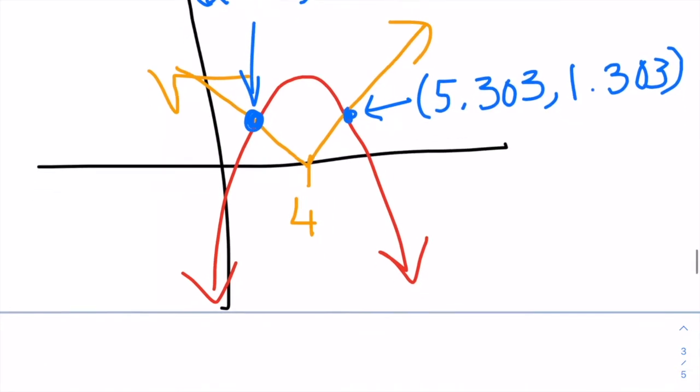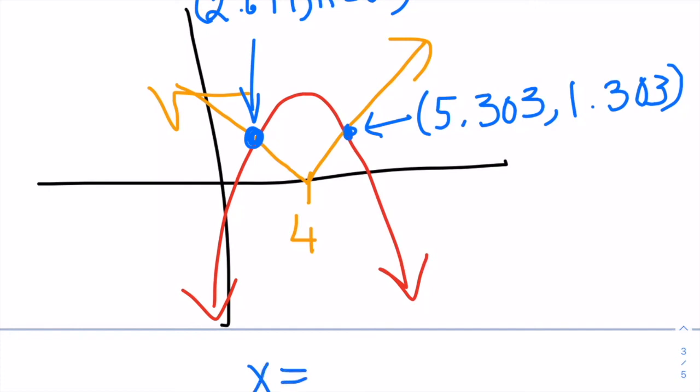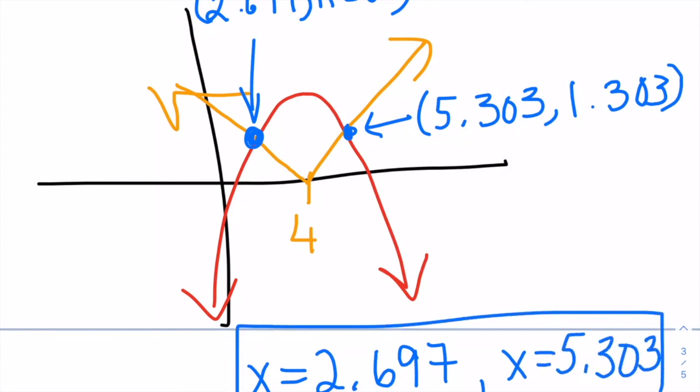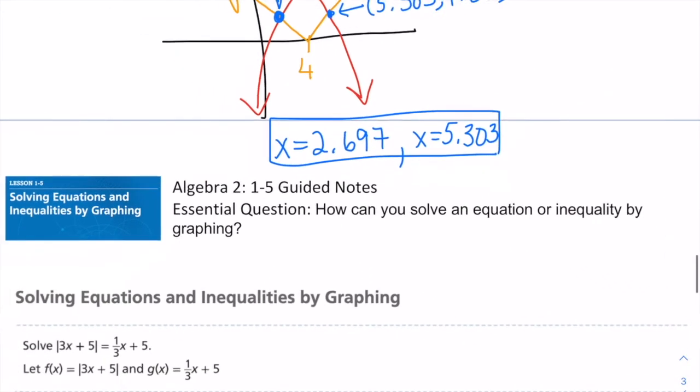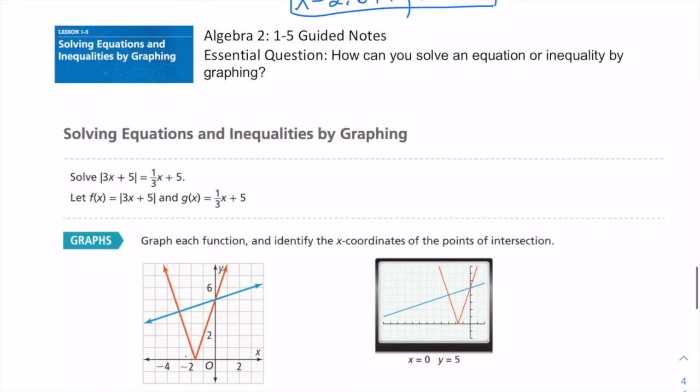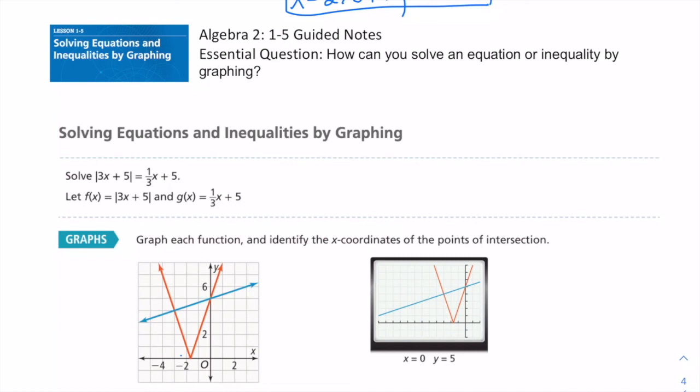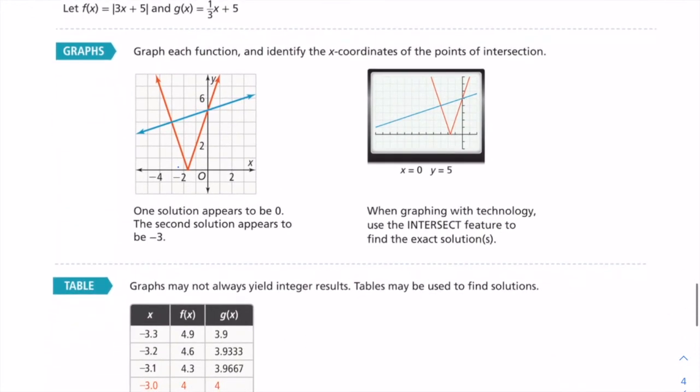So it's going to be x equals 2.697 and x equals 5.303. So when we're looking at the graphs, we can actually determine the solutions by finding those points of intersection. So just remember, when you're solving, we're using the x values. When we're looking at a table, we're trying to look at the values that are the closest. So over here, for example, that's what we're trying to find to see where they intersect.